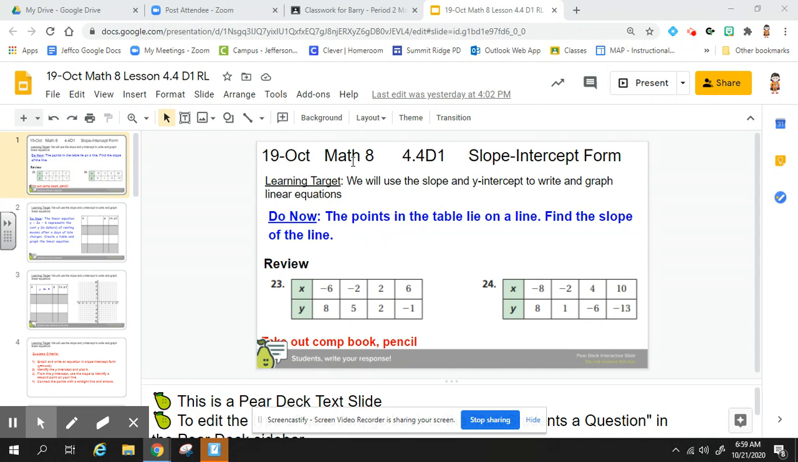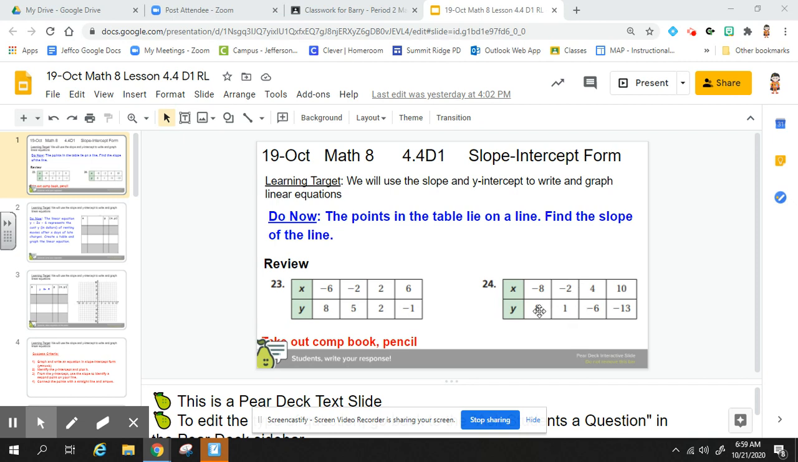We are learning about slope-intercept form. On this first slide here, I want you to find the slope. Remember that you go change in y, minus 3, minus 3, minus 3. So change in y, negative 3 over change in x, plus 4, plus 4, plus 4. Your slope is negative 3 over 4.